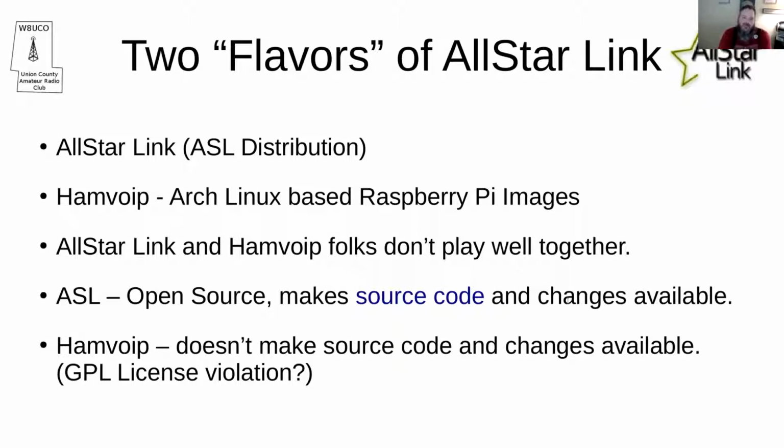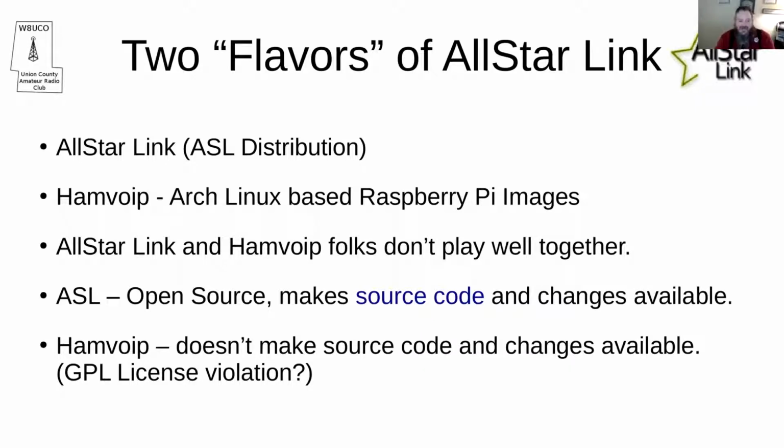There's two flavors of Allstar Link. There's Allstar Link, which is the ASL distribution, and that I believe is based off of Debian Linux. And then there is ham VoIP, which is for Raspberry Pi, and it's based off of Arch Linux. If you look into the Allstar Link distribution versus ham VoIP, you'll probably find a lot of information online about the Allstar Link and ham VoIP folks not playing well together.